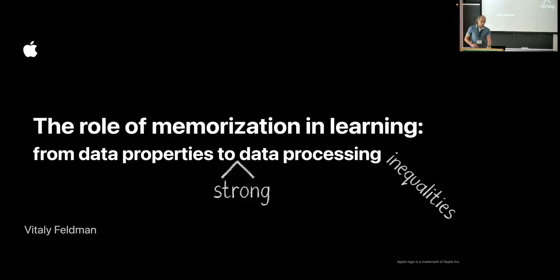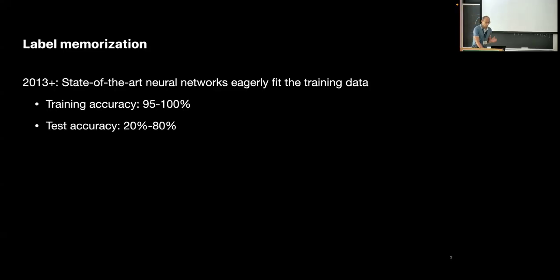Anyway, let me start by describing some of the empirical phenomena that are motivating this work and that we'll be trying to understand. The first one is maybe not commonly thought of as memorization. I typically refer to it as label memorization. This is a very famous phenomenon in this community: starting from the 2013 introduction of AlexNet, state-of-the-art machine learning algorithms, which typically rely on neural networks, eagerly fit the training data. The training accuracy is typically very high, close to 100%, while test accuracy, especially on harder datasets, is much lower, maybe 20 to 80%. That suggests that some of these labels, since they're in the training dataset, are memorized, because the model is not that great, but it fits pretty much all the labels.